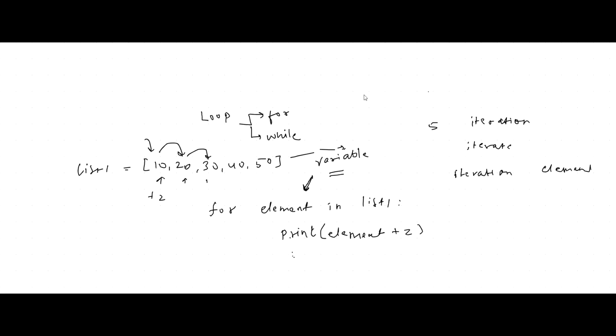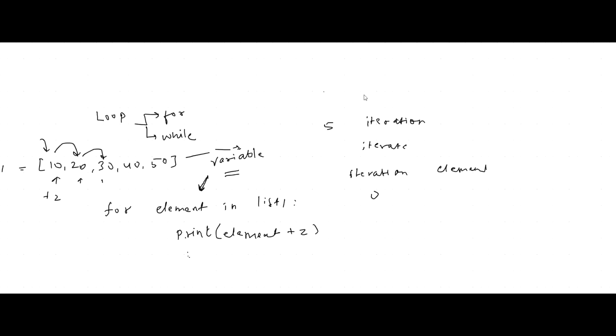My iteration is 0, the first iteration itself, in which element will go inside your list. So you're going to iterate through whatever elements are present inside your list. Each and every element at a time will be assigned to the variable element. So in iteration 0, element will take the value of 10. You go inside the for loop, you're printing element, but element is what? 10. So 10 plus 2, 12 will be printed.